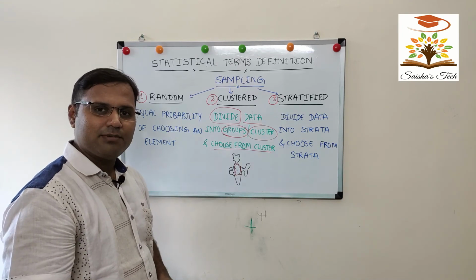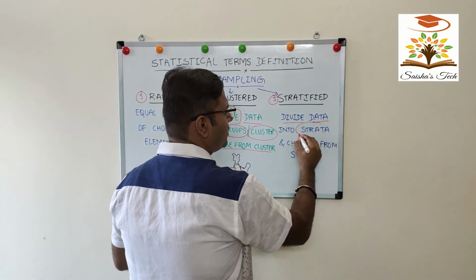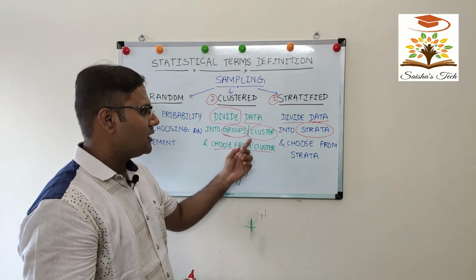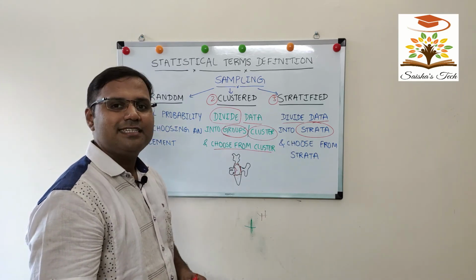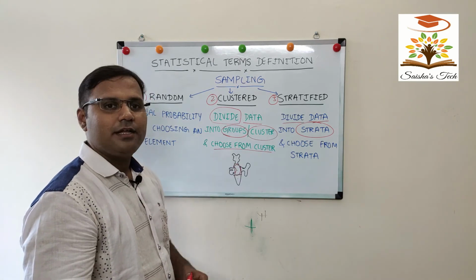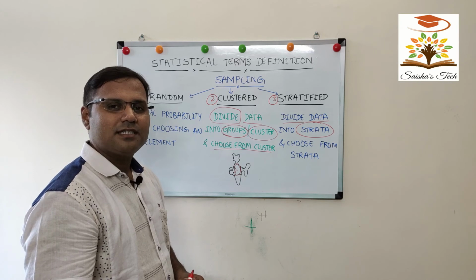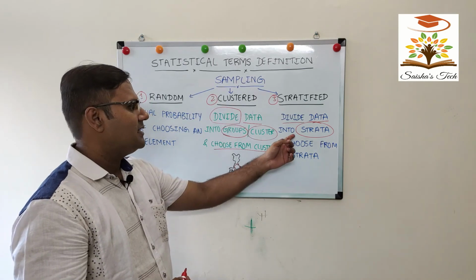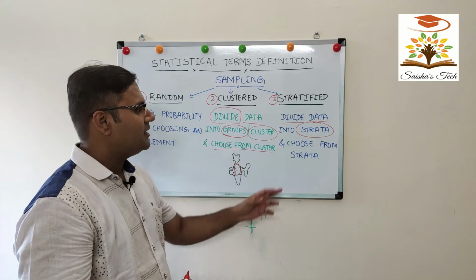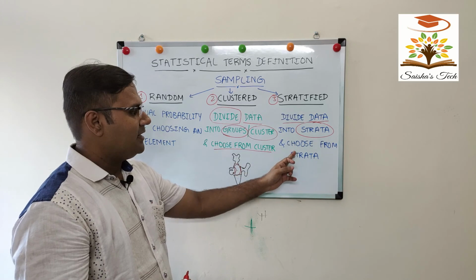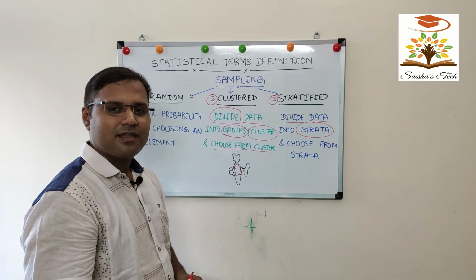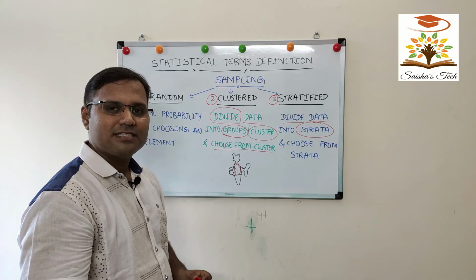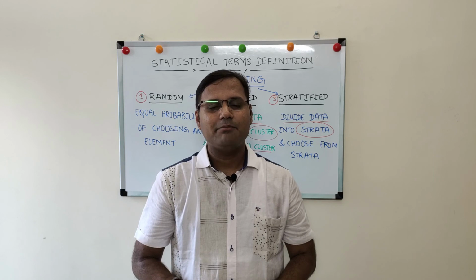Similarly, in stratified sampling, you divide the data into strata. Here strata is not similar to geographical or clustering type of technique. Here strata is a characteristics type of dividing data. For example, if you consider the population of India and you divide them into male and female, that type of division is called as strata type of characteristics. Here you divide the data into strata and then choose from each strata. That is, after dividing the population into male and female, choosing from each of the groups is known as stratified type of sampling. These are some of the sampling techniques.